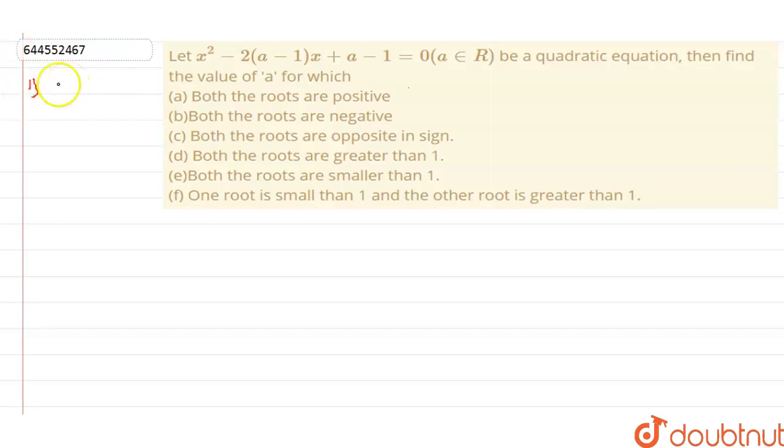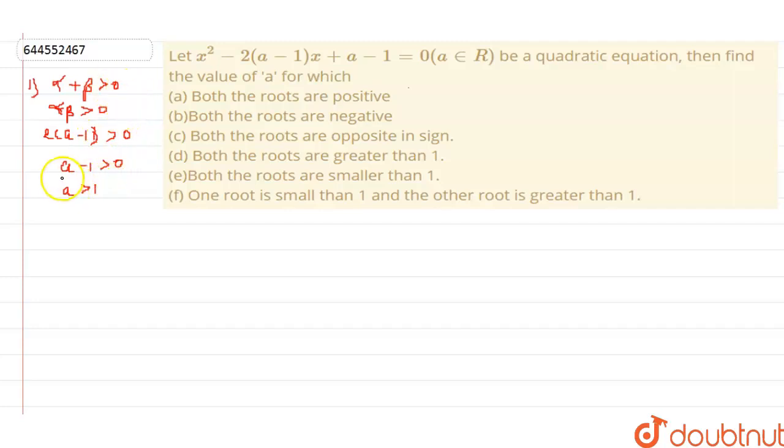So if both the roots are positive, then we can say that alpha plus beta should be greater than 0. We can also say that the product of the roots, alpha beta, should be greater than 0. So if we solve this, then we come to know that 2 into a minus 1 should be greater than 0, or we can say that a minus 1 should be greater than 0, or a becomes greater than 1, right? And alpha beta greater than 0 also becomes a minus 1 greater than 0. So this is the same condition.